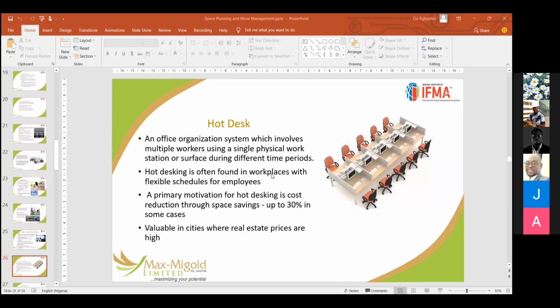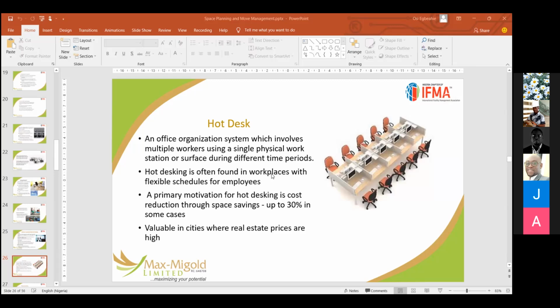The desk doesn't belong to you, but you can always go there and work. Hot desks are often found in workspaces with flexible schedules for staff, sometimes where people work in shifts. Some people do morning shift and evening shift. It's not too common around here in Nigeria, except in factories, where you choose morning shift.